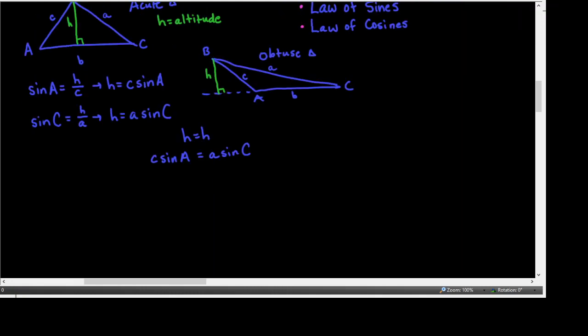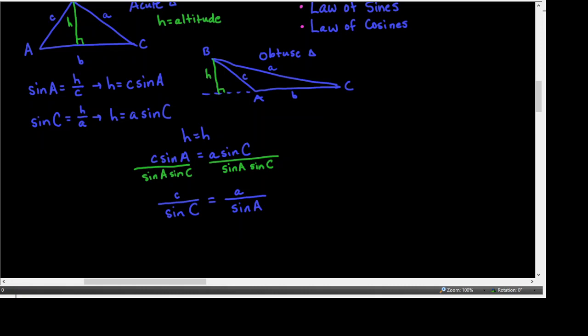And that's the beginnings of the idea of the law of sines. If I were to divide both sides by sine of A and sine of C, on the left side, the sine of A's would cancel, leaving side C over the sine of angle C equals, and on the right side, the sine of C would cancel, leaving side A over the sine of A.